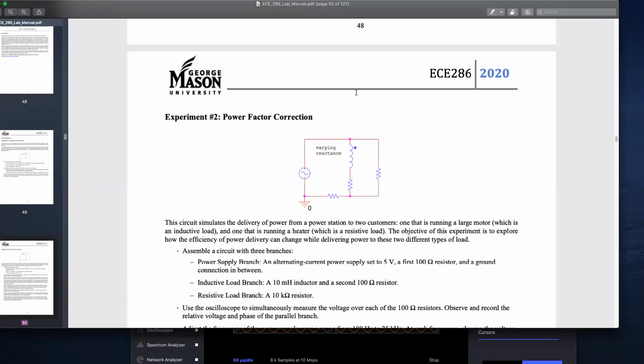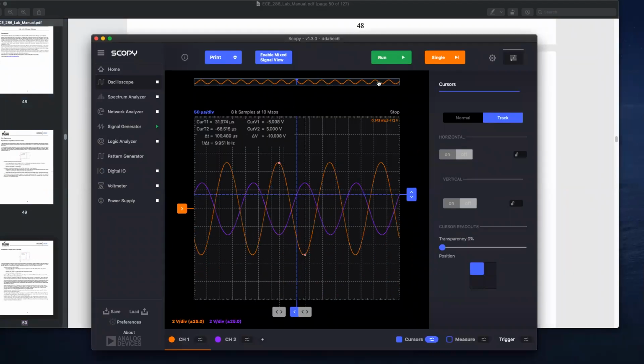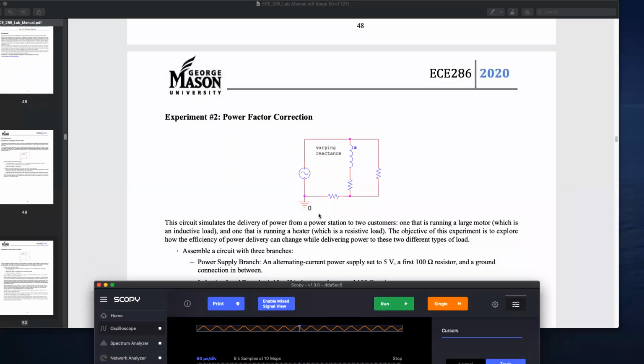If I go on here and click single, you see how it changed, right? It shifted a bit to the left. The orange again is our input voltage, and the purple is still the voltage of the resistor in series, so essentially our current, and then you can measure that change.